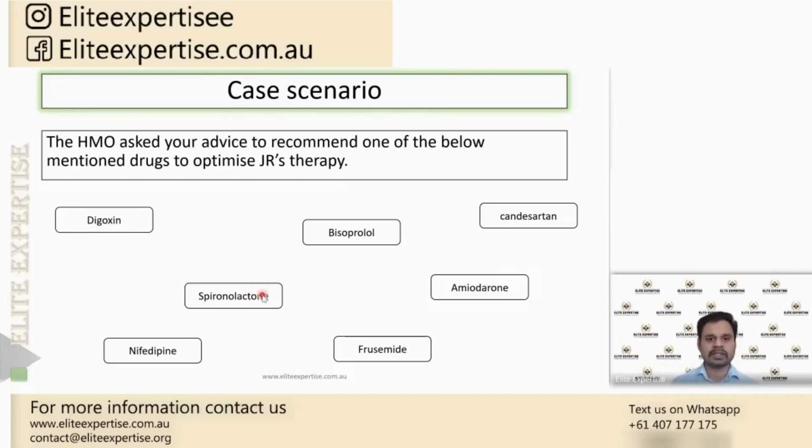We have digoxin, spironolactone, nifedipine, furosemide, amiodarone, candesartan, and bisoprolol. Okay. So which drug do we need to go with? We need to go with bisoprolol, because bisoprolol is a beta blocker.